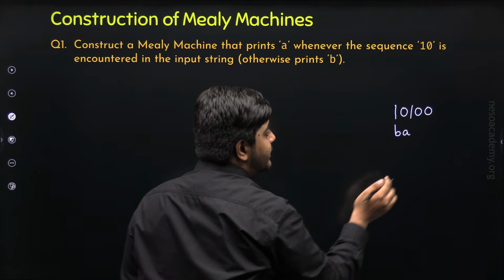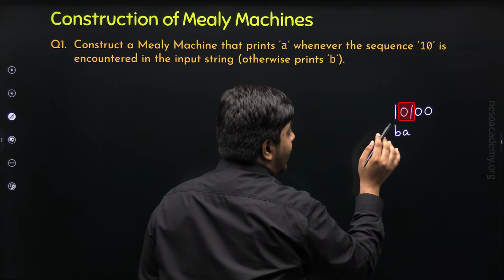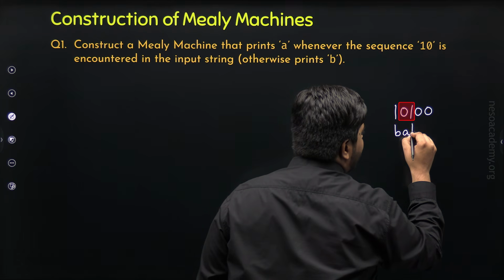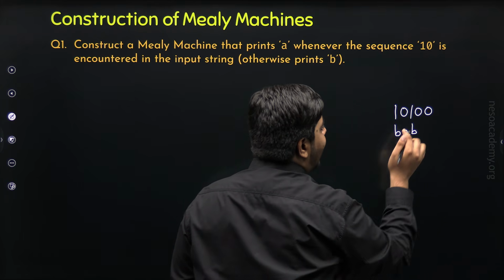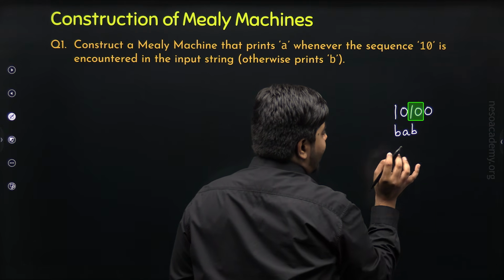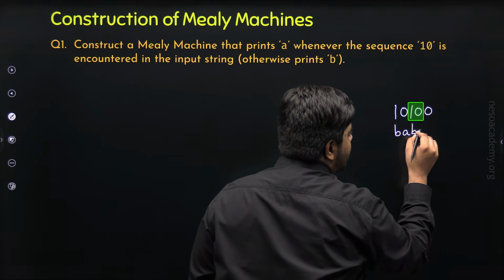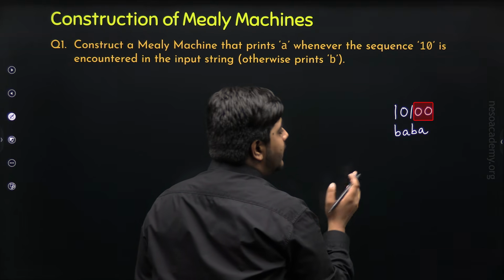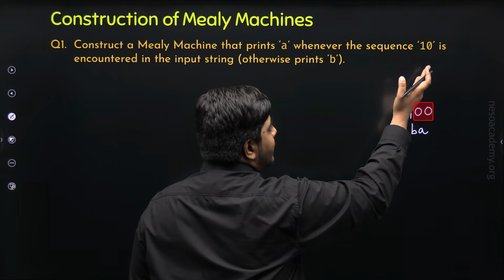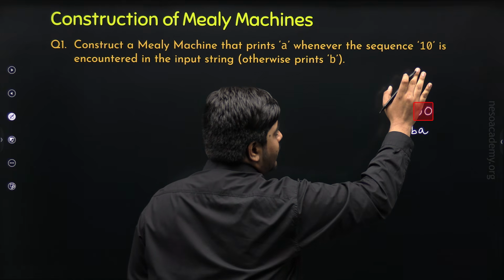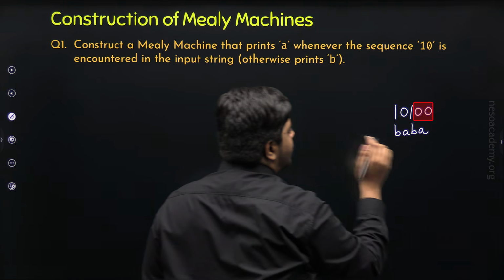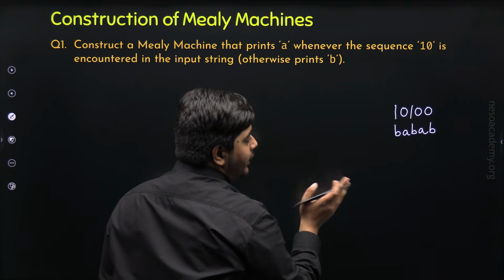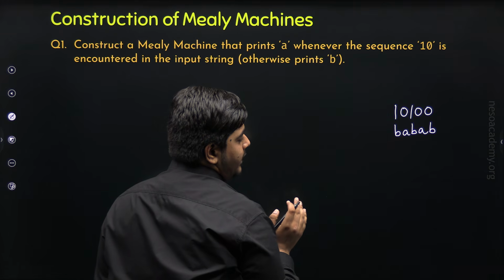Now the third input symbol is 1, and 0, 1 is not equal to 1, 0. Again the output will be B only. After that I am getting 0. So I have got the sequence 1, 0. So the output will be A. And the last input symbol is 0. 0, 0 is not equal to 1, 0. We are not getting the sequence 1, 0. That is why the output will be B. So this is the output string corresponding to the given input string.